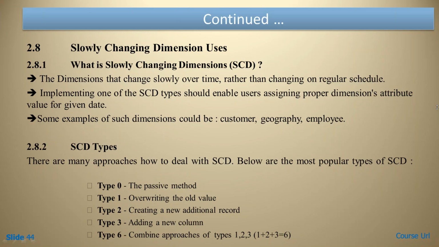And performance and execution wise, which will be faster? Star schema will be faster.